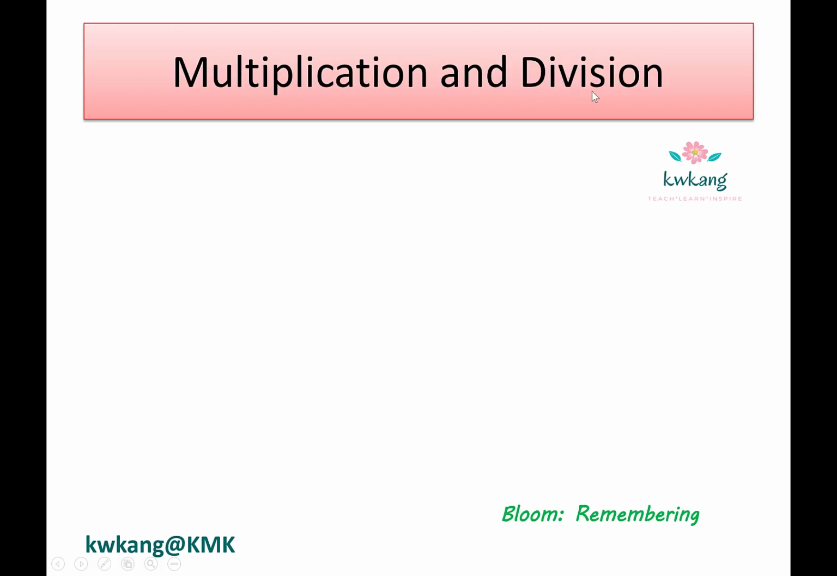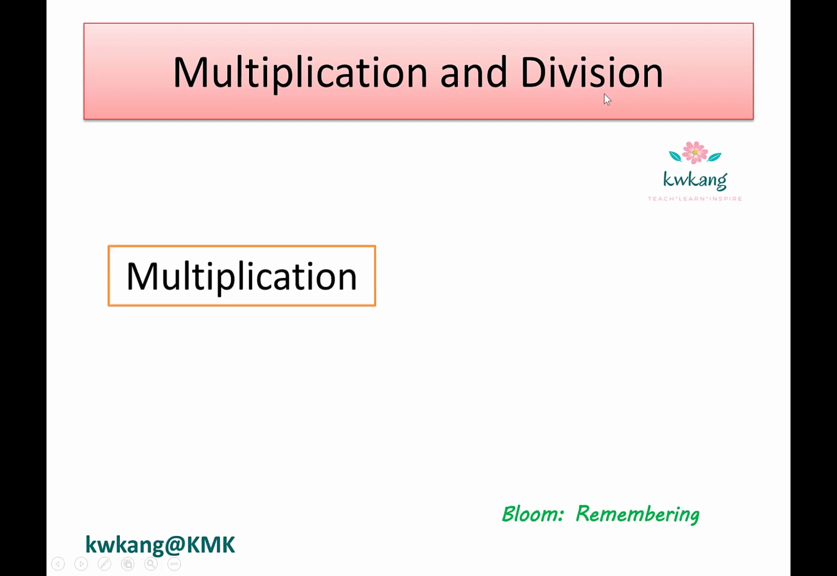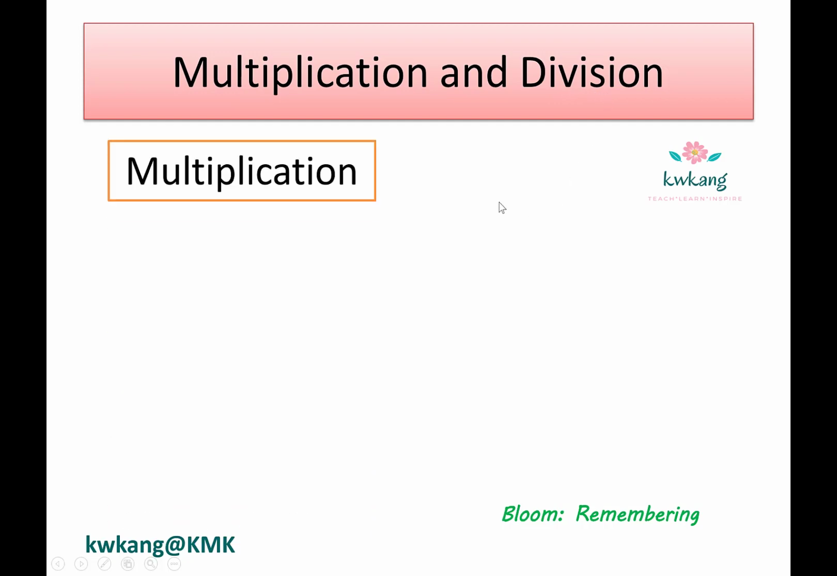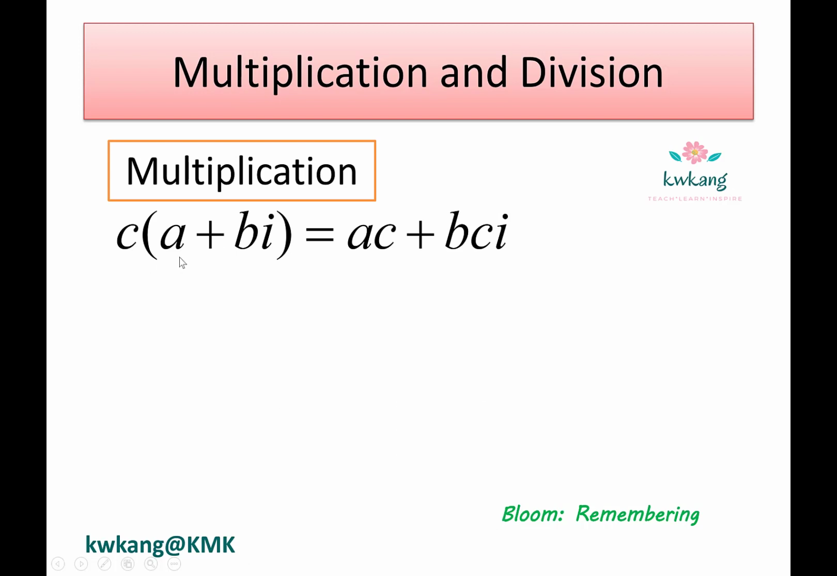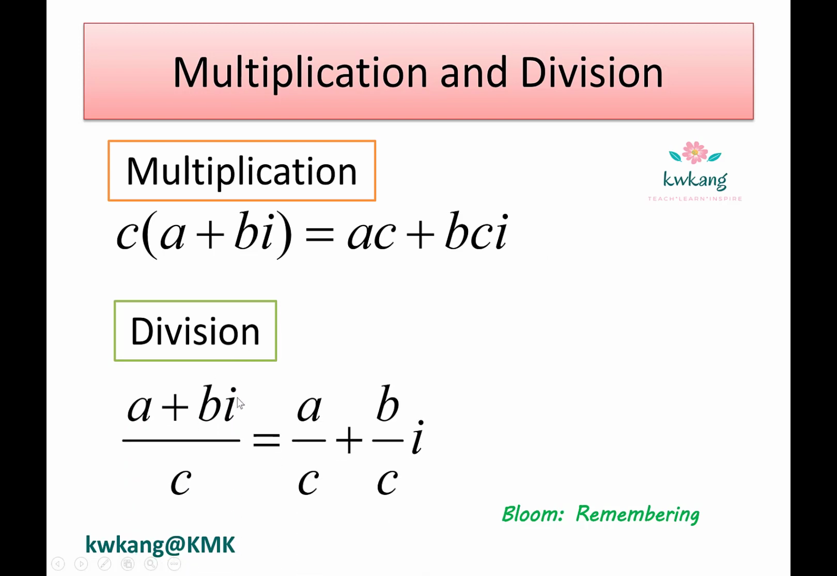Multiplication and division of a complex number. For the multiplication of a complex number, we just need to multiply the constant c into the real part and the imaginary part. Then we will get ac plus bci. For the division of a complex number, let's say we have the complex number a plus bi divided by a constant c. Then we will get a over c plus b over c i.